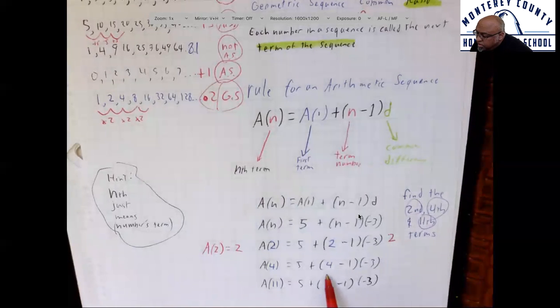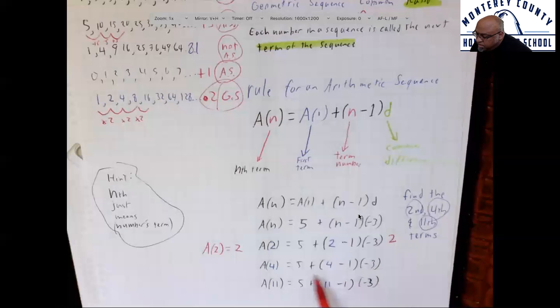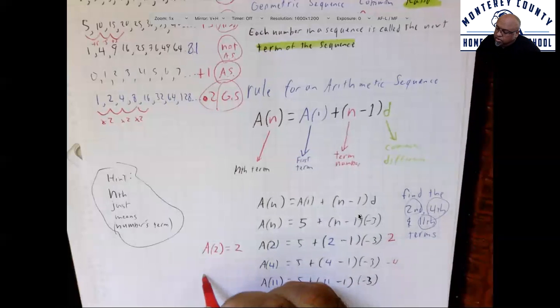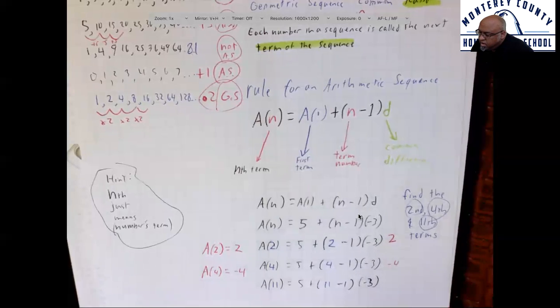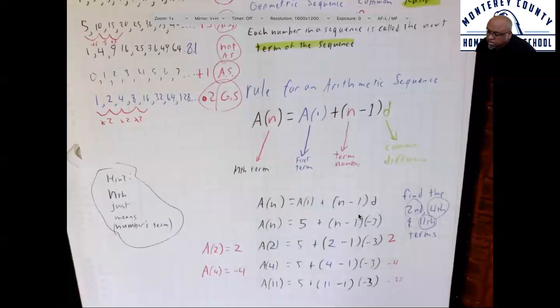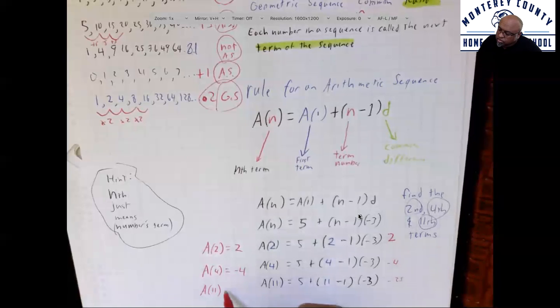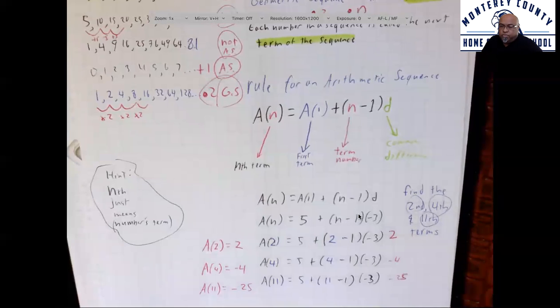Okay, now let's look at this one. My fourth term, I would go 4 minus 1 is 3. 3 times negative 3 would be negative 9. Negative 9 plus 5 would be negative 4. So I could say that in this arithmetic sequence, the fourth term would be negative 4. Okay? Now in this given one, let's find the 11th term. 11 minus 1 is 10. 10 times negative 3 is negative 30. Negative 30 plus 5 would be negative 25. So the 11th term would be negative 25.